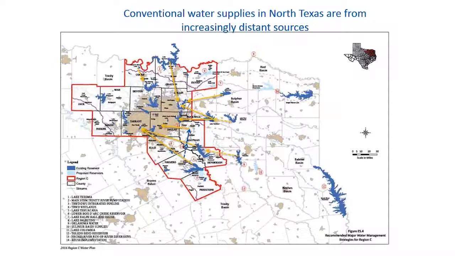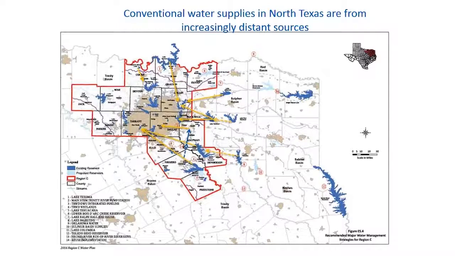If you look at a rainfall gradient of the Trinity River Basin, it's a very strong gradient that runs from the northwest to the southeast. We get about 30 inches of rainfall in the northwest and then over 50 inches in the southeast. So a very strong gradient moving from west to east. Again, no surprise there. West Texas is much drier than East Texas. So consequently, a lot of the new water supply reservoirs are being built in East Texas.